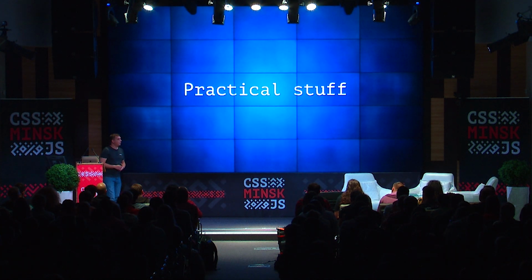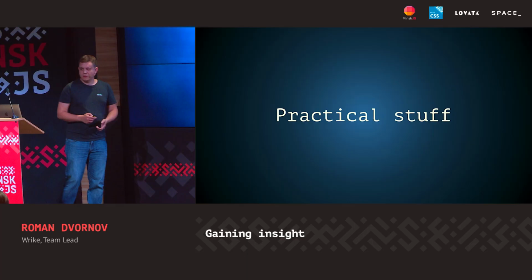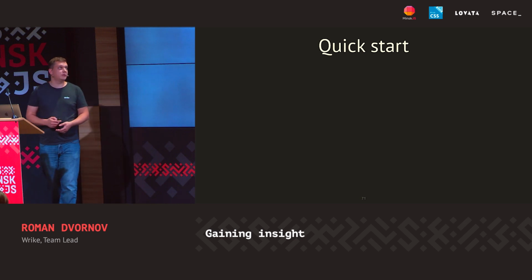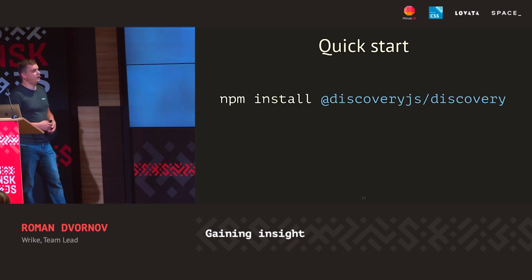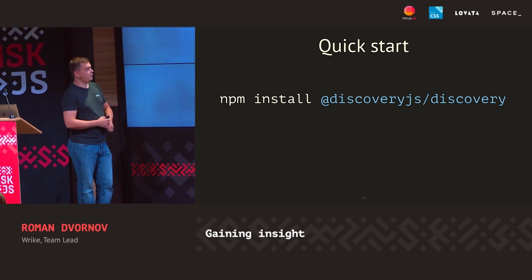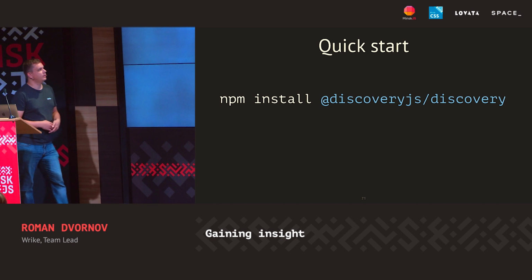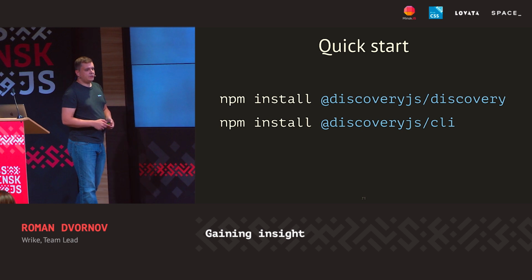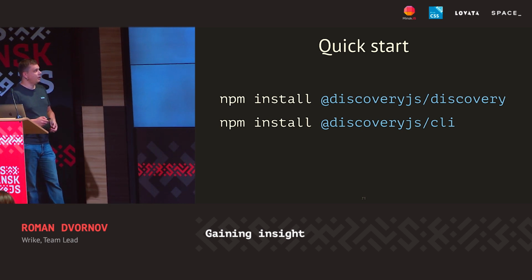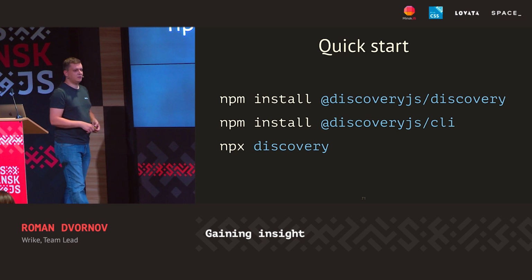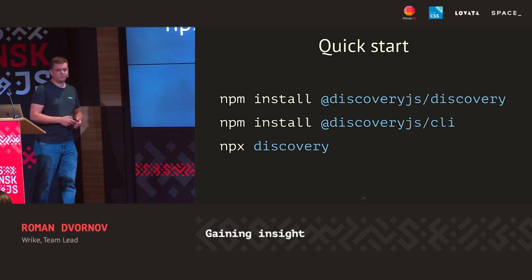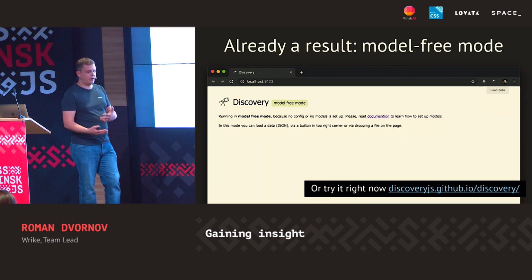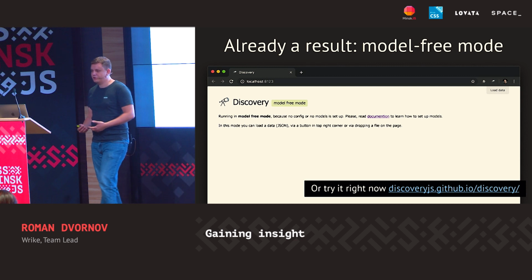A bit about practical stuff. So how can we start? To start, we need to run a few commands. So install Discovery itself. It's a render engine. Also install the CLI, so it's a set of command line tools. And run one of the commands, discovery, using npx. And after that, you already have a result. You have a Discovery without predefined data, predefined data presentation.